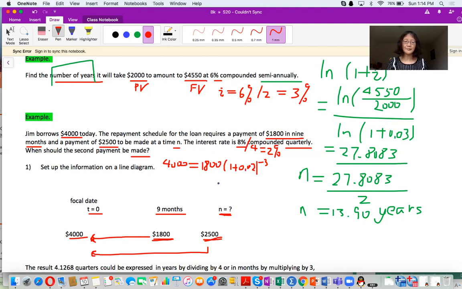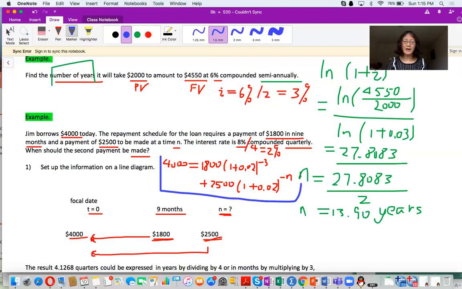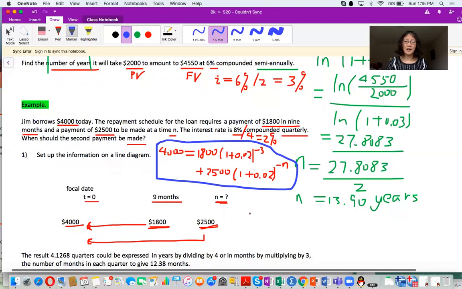And then plus 2,500, which is the future value. The present value is 2,500 multiplied by 1 plus 0.02 raised to power -n. We are going to solve for this n. So this is one equation and one unknown n. You can solve for n. Do a little bit of algebra.